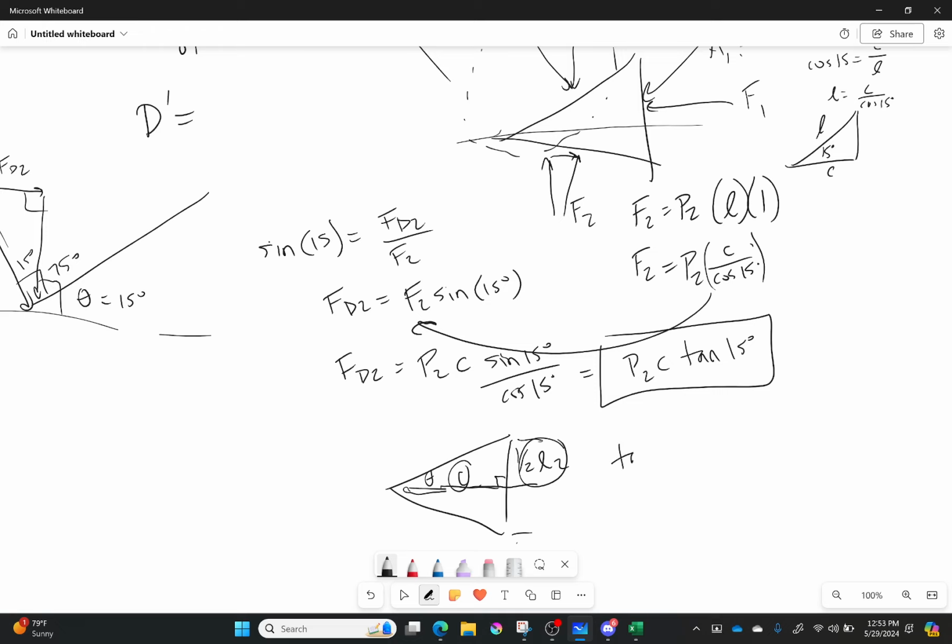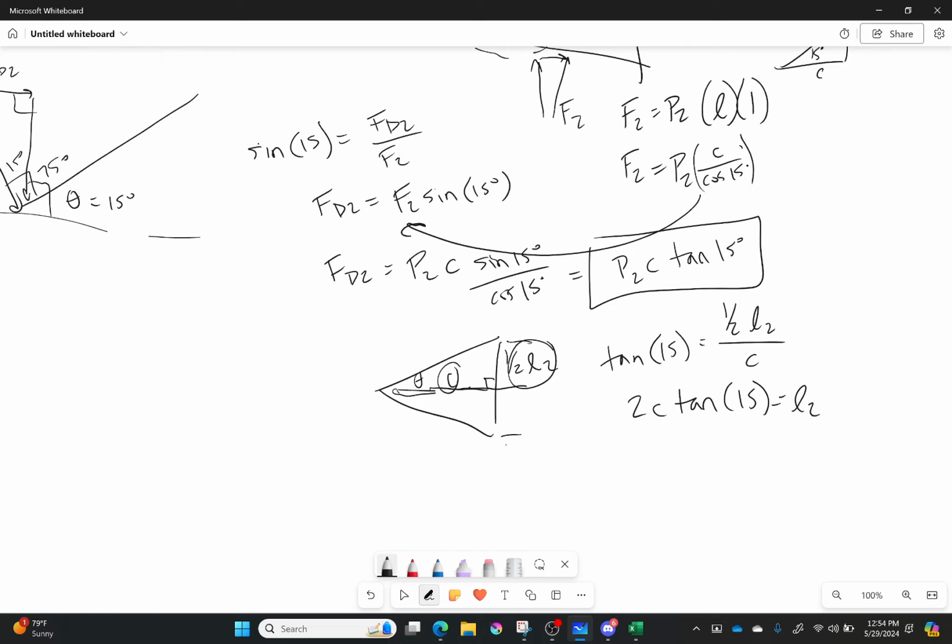So I have tan of 15 degrees is equal to 1/2 L2 over C. And so I want to solve for L2. So I multiply both sides by 2 and C as well. I'll get that 2C tan of 15 is equal to L2. Okay, so that's helping me out.